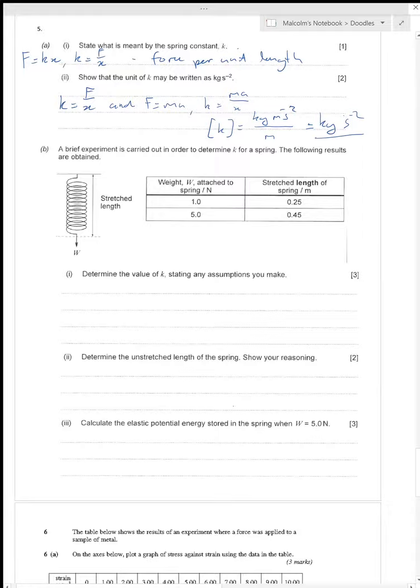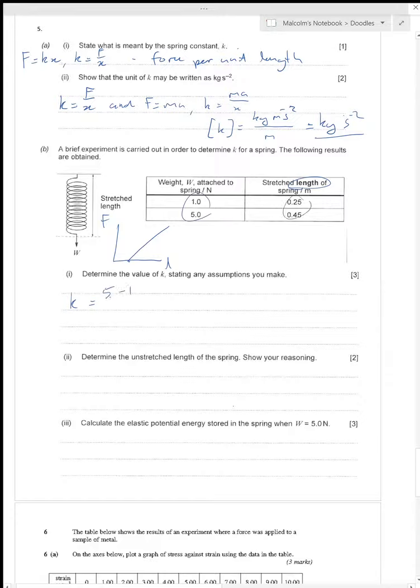So some experimental results here. Important thing to note that it is the length of the spring that is listed, not the extension. So if we plot that on a graph, force against length, it looks like this. It doesn't intercept at 0, 0. It still has some length with no force applied. So the gradient of this graph is still k. So we can still find k by taking the change in y and dividing by the change in x.